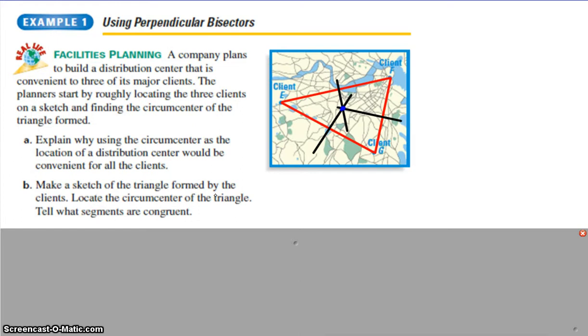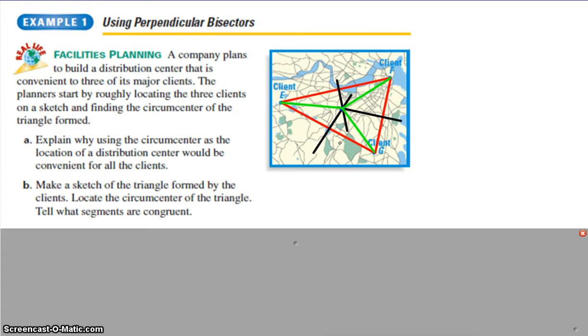Now, it says make a sketch. Okay, so, I kind of jumped ahead there a little bit. My bad. Make a sketch of the triangle formed by the client and locate the circumcenter. Tell which segments are congruent. Alright, so what we need to do here is go ahead and connect the circumcenter to each vertex. So, I'm going to get a line, and I'm going to make it a different color. Let's make it green. So, connecting the circumcenter to each of the clients, or the vertices. And we know that those three lines must be the same length because the circumcenter is equidistant to all of the vertices.